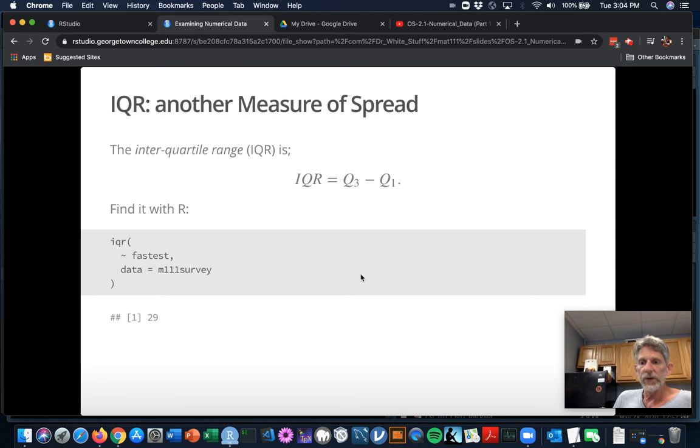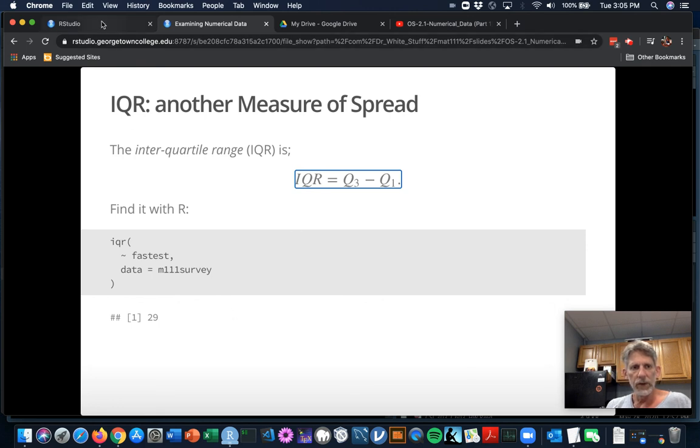The standard deviation is a measure of how spread out the data are. Another approach to the spread is just to subtract the first quartile from the third quartile. The result is called the inter-quartile range, or IQR for short.